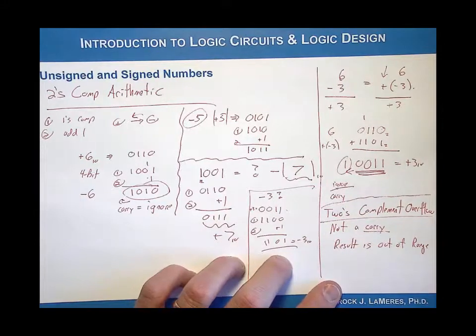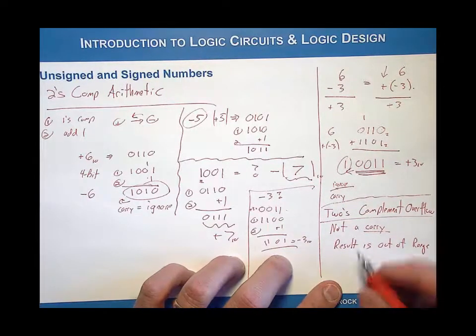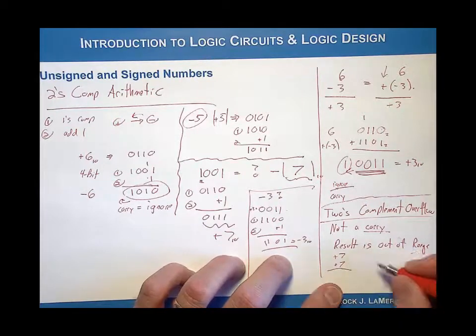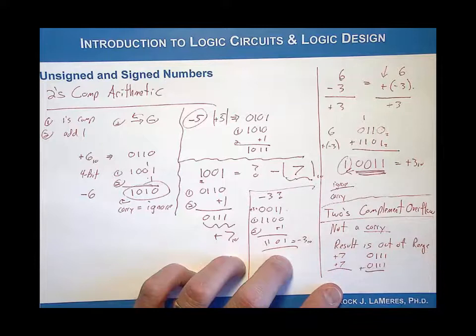And a classic example of this is, let's add 7 to 7 using 4-bit 2's complement. Well, if I represented 7 in 2's complement, it would be 0, 1, 1, 1, and then I'd have 0, 1, 1, 1, and I would add them together, and the problem is this.